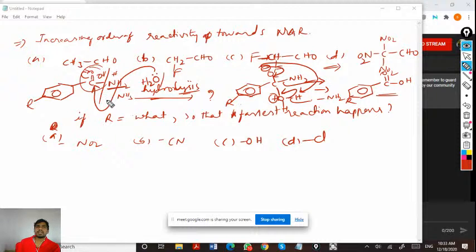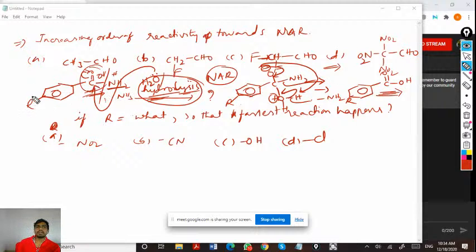All carboxylic acid derivatives, meaning amide, ester, anhydride, acid halide, on hydrolysis will give carboxylic acid again. So all these reactions, formation of carboxylic acid from the carboxylic acid derivative, or hydrolysis of carboxylic acid derivatives, will be nucleophilic addition reactions. In this hydrolysis reaction, the nucleophile is going to attack, and that will result in the carboxylic acid.